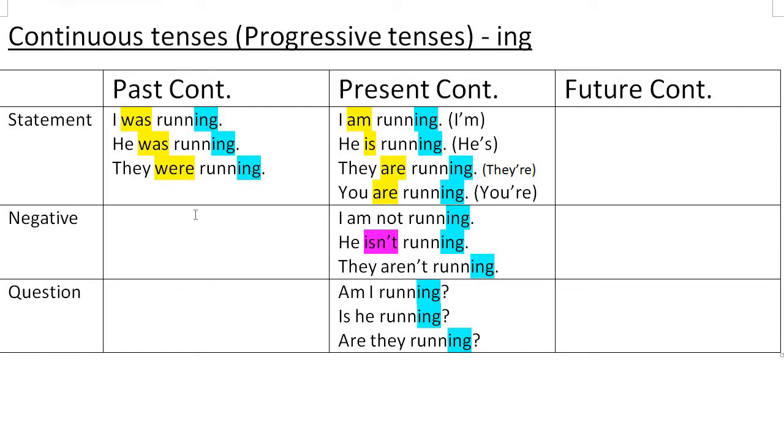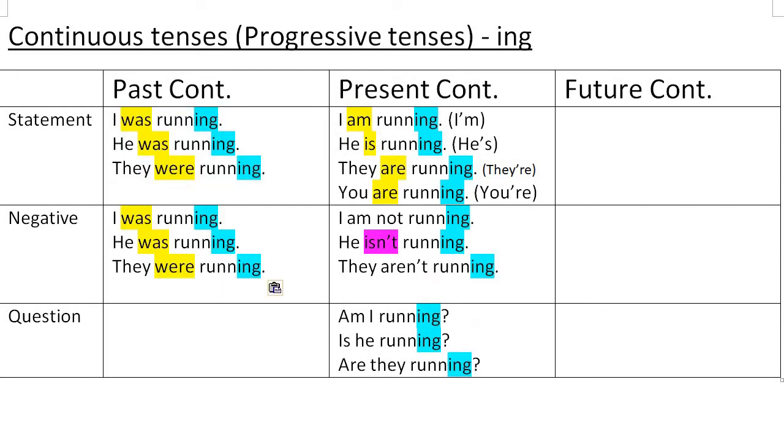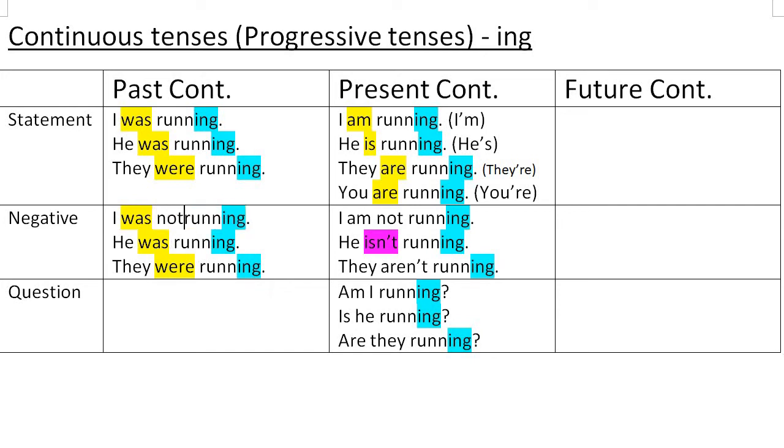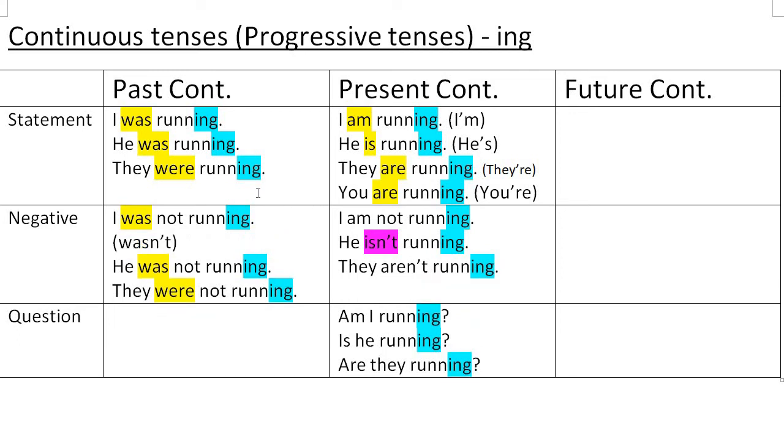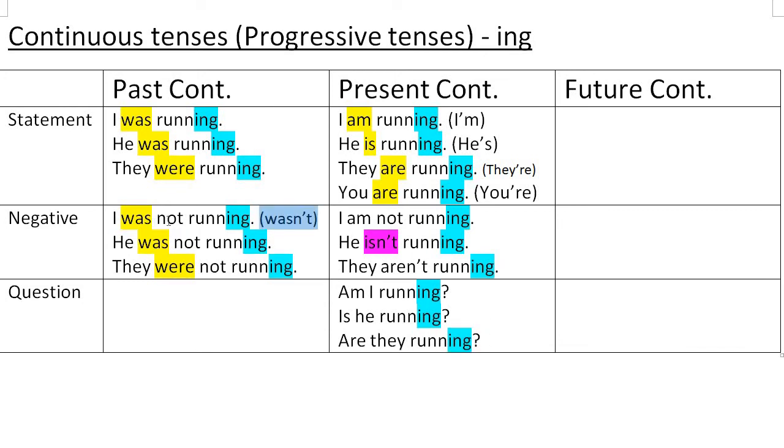Okay, let's look at the negative form. Simple, same as here. You just add a not to that, right? He was not running. I was not running, right? The not makes it negative, okay? And of course, you can go he wasn't running as well with that one. I was not running or I wasn't running. They were not running or they weren't running. So you can do the contraction there as well if you want.